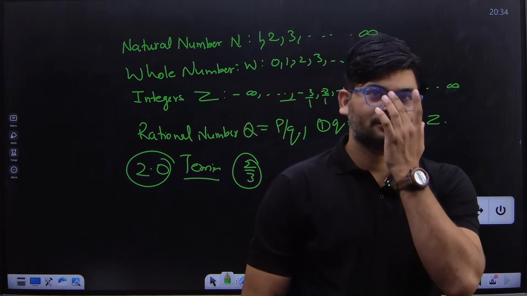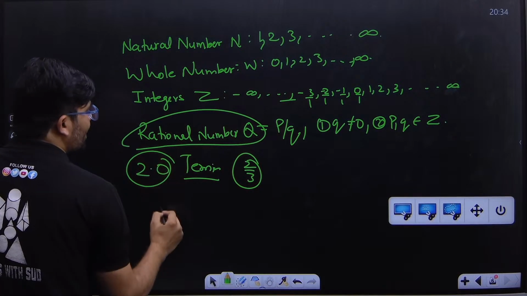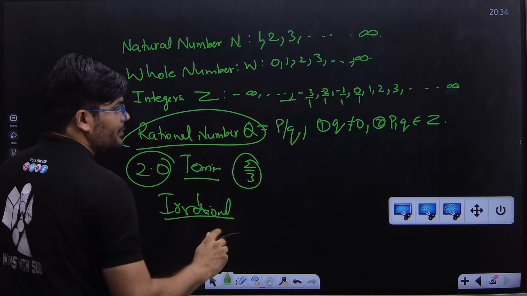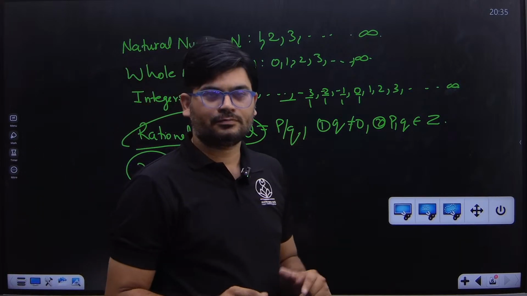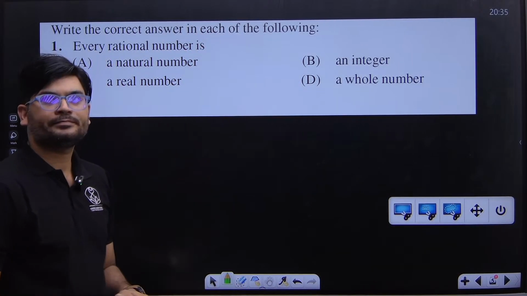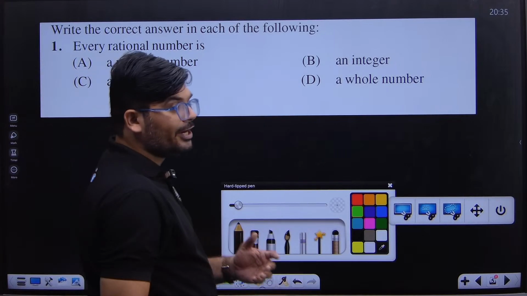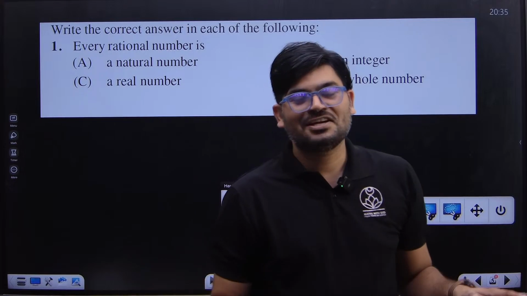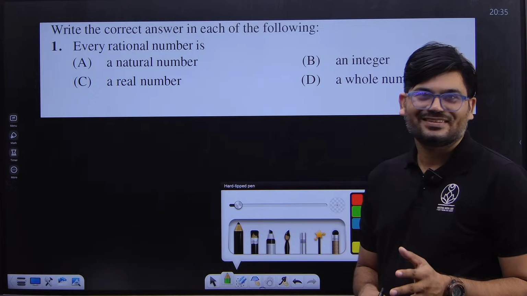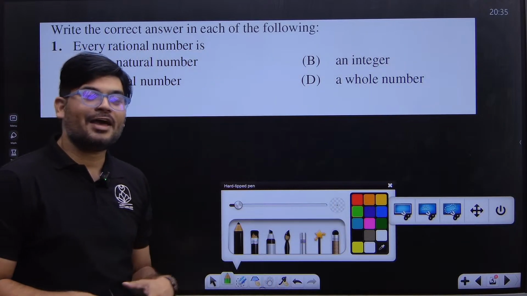Now, one more thing. Apart from rational numbers, you have irrational numbers. What are irrational numbers? Those which can't be written in the form p by q. So now tell me, every rational number is an integer? Just now I told you, every rational number is not an integer. 2 by 3 is a rational number. It's the other way around. Every integer is a rational number.